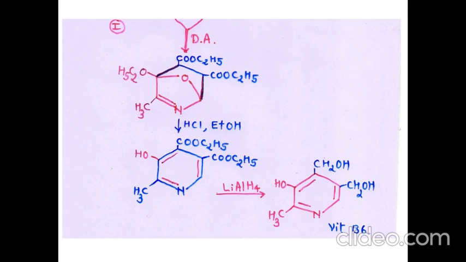converted into a pyridine type of nucleus, where carbon 2 is having CH3, carbon 3 because of acidic condition gets converted into OH, and the two COOC2H5 ester groups are still there at positions number 4 and 5. Selective reduction with lithium aluminum hydride, both the ester groups will be converted into CH2OH, CH2OH, and finally this is nothing but the structure of vitamin B6, friends.